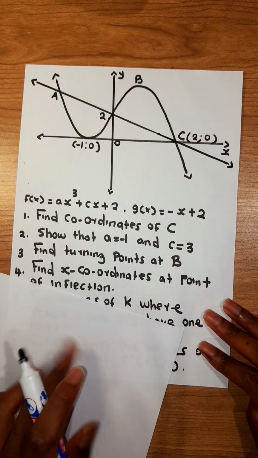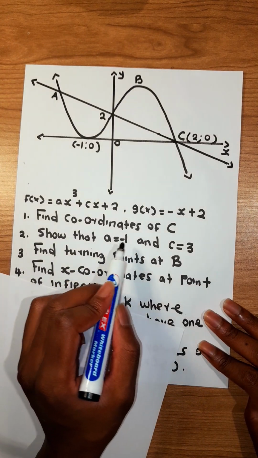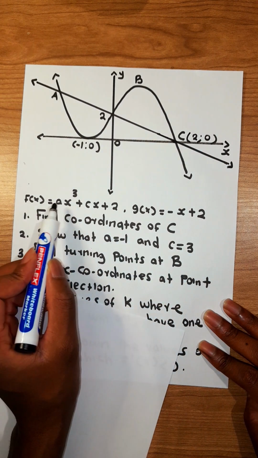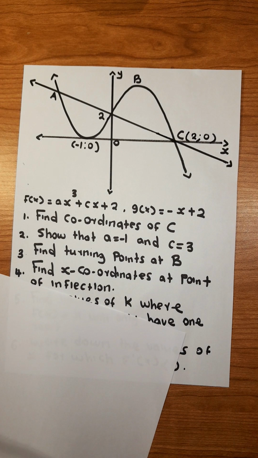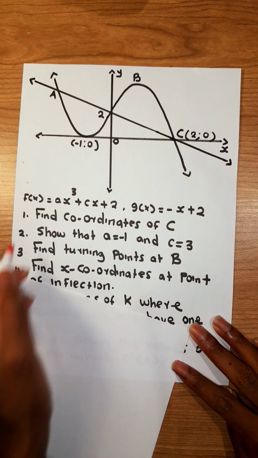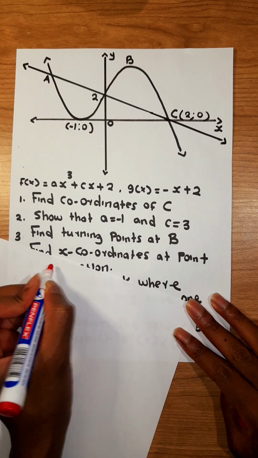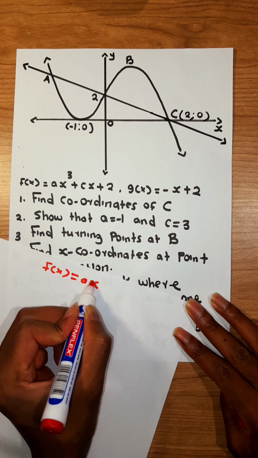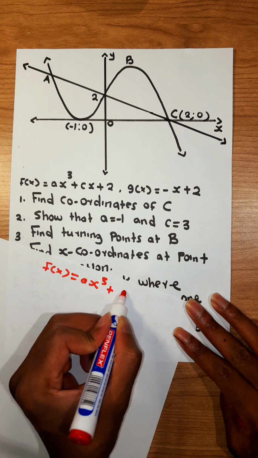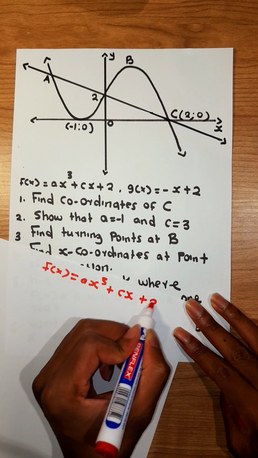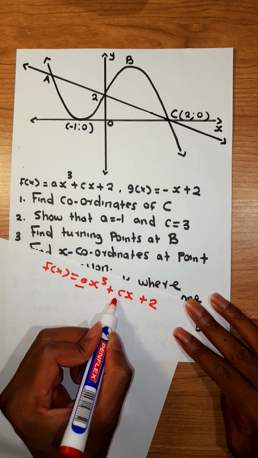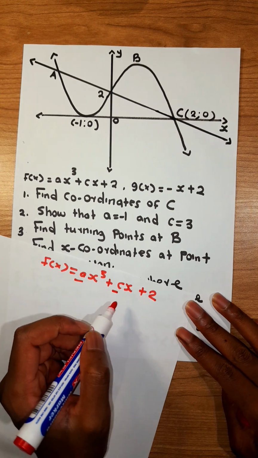Now, the second question says we need to show that the value of a is -1 and the value of c is 3. They're talking about these values from this expression. The cubic function is given by f(x) equals ax cubed plus cx plus 2. So they want us to show that a is -1 and c is 3. So how do we do that?